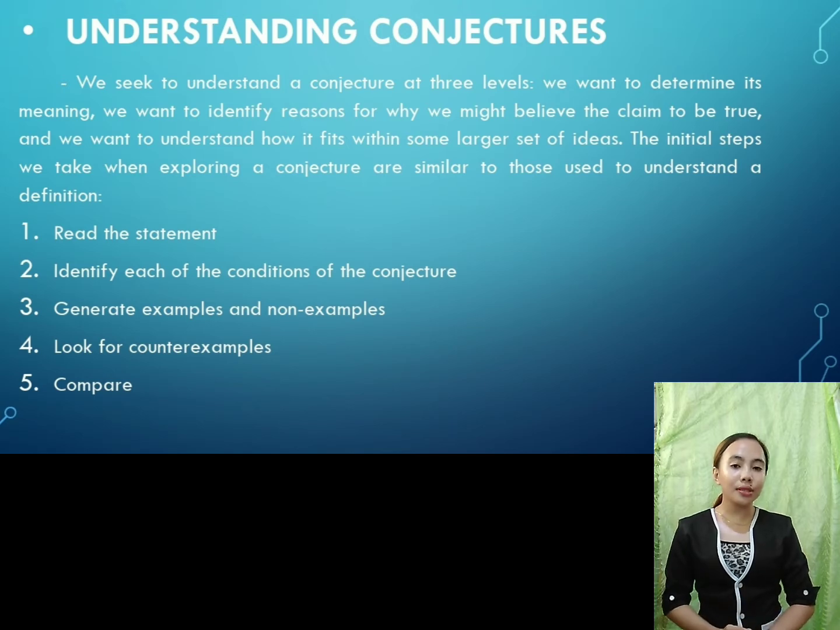The initial steps we take when exploring a conjecture are similar to those used to understand a definition. First, read the statement, so that you catch up and understand the statement. Second, identify each of the conditions of the conjecture. Third, generate examples and non-examples. Fourth, look for counter-examples. And lastly, fifth is compare.